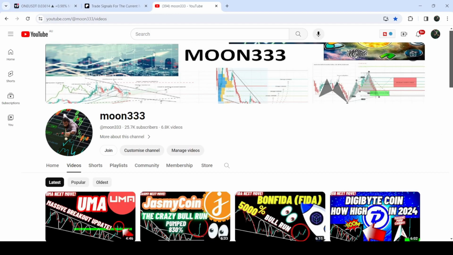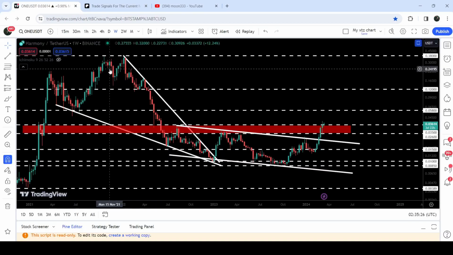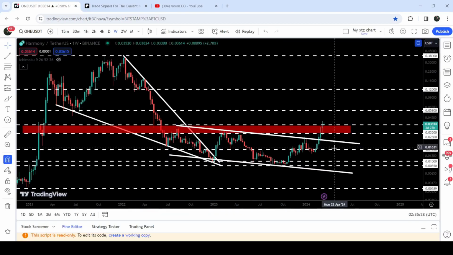On a weekly time frame chart, Harmony One has first broken out of this falling wedge pattern, and after that, a few weeks ago, we have broken out of this down channel as well. And this resistance zone was very significant. It starts from 2.6 cents and goes to 3.5 cents. And now you can see that the price line has moved slightly above this resistance zone. And in today's video, we will analyze this move.